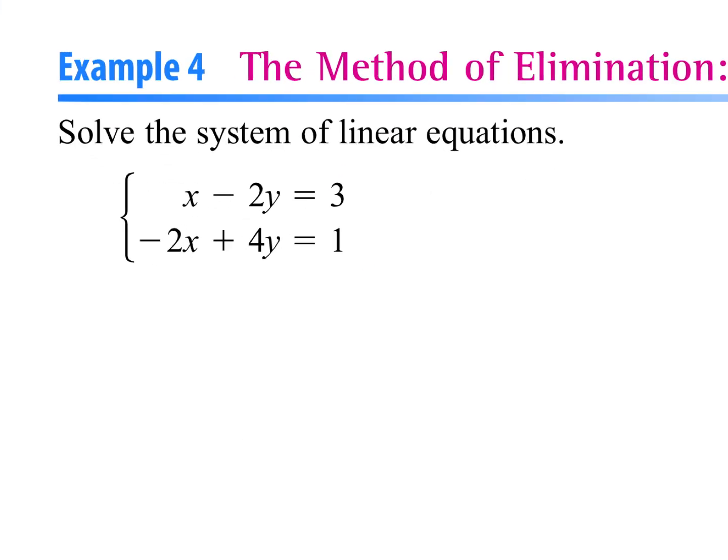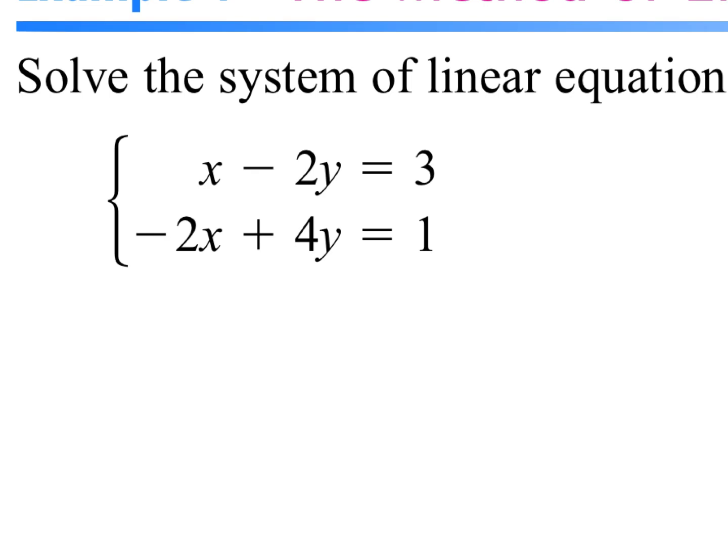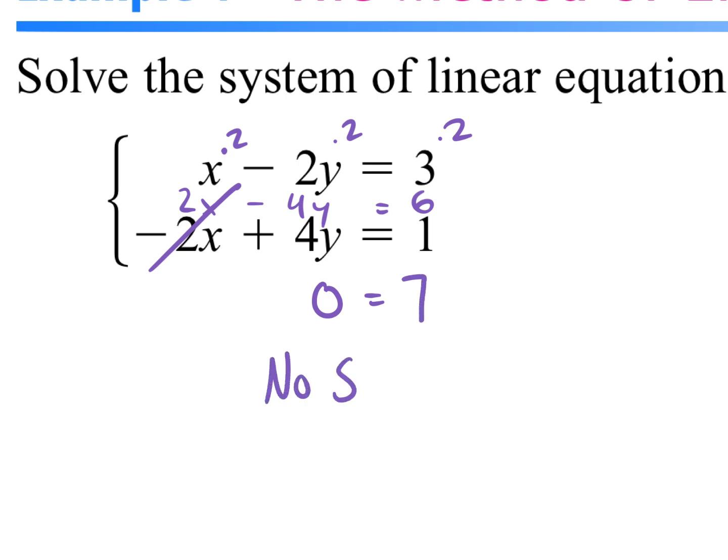Let's look at example 4. Again, solving with elimination, what do I need to do? Multiply the first equation by 2. So I get 2x minus 4y is equal to 6. X's cancel. What's negative 4y plus 4y? 0. 6 plus 1? 7. Does 0 equal 7? So what's my answer? No solution.